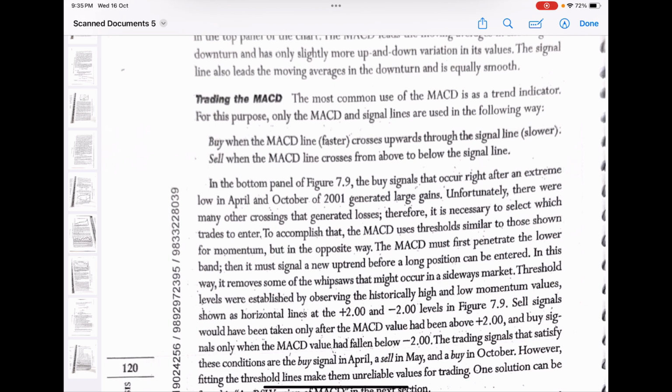When the MACD line, which is the faster line, crosses below the slower line, you are going to sell. Simple. When the smaller time frame line crosses above the bigger time frame, you're going to buy. When the bigger time frame crosses the smaller time frame, you're going to sell. Very, very simple way of using it.